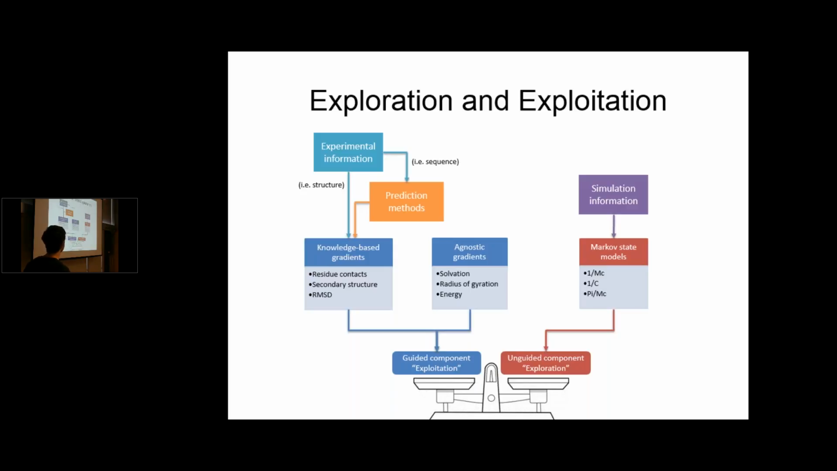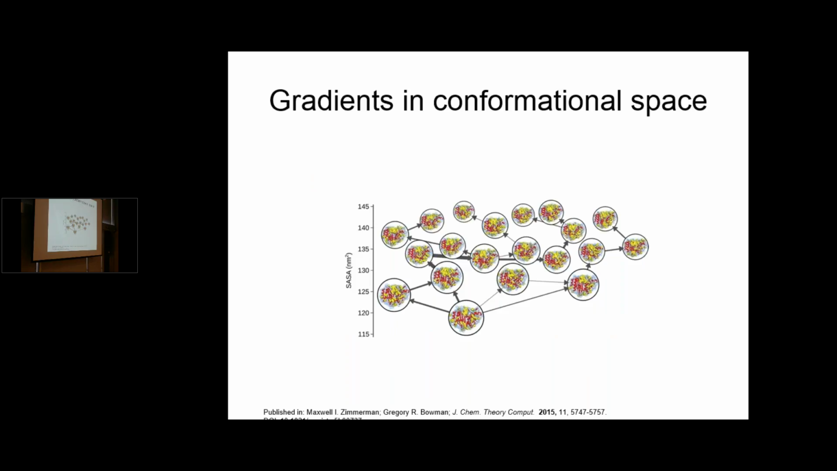Exactly. So we have some experimental information, we have the prediction methods, and then we can combine them, use either, and combine both exploration and exploitation into the same adaptive sampling. One thing to keep in mind is that when you're following gradients, you need to be careful because you might get stuck, again, as I was mentioning, in one minimum and not get out of it.